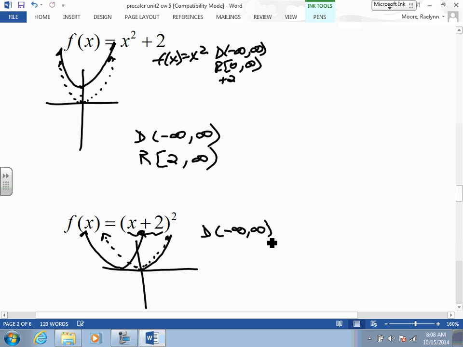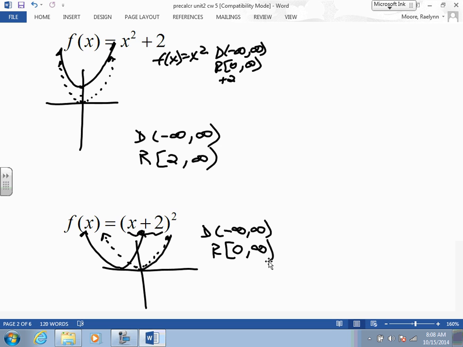Did I affect my range? Nope. My range stays the same. Only a vertical shift will affect your range, because that's your y. A horizontal will affect your x. So we can graph these without using your calculators, just by their attributes.